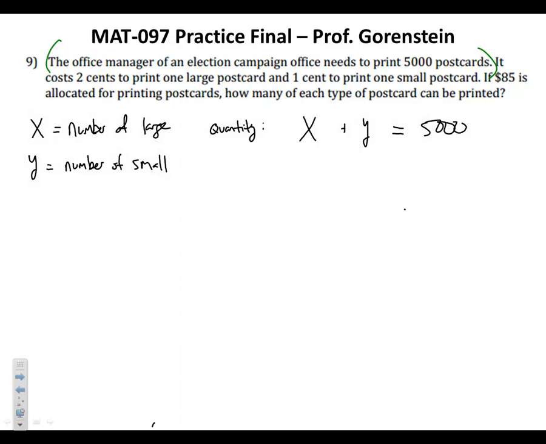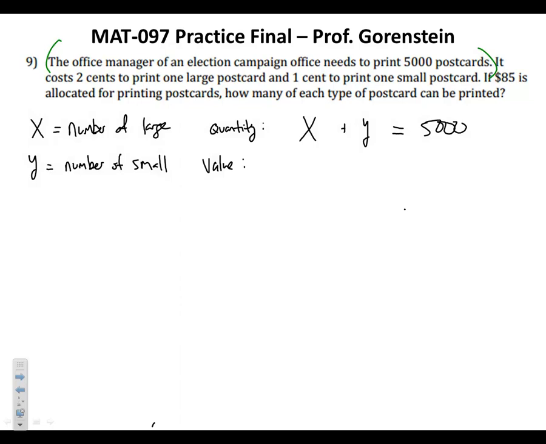We can't use 2 here because 85 is measured in dollars. So if we write 2 for 2 cents, that's going to be interpreted as $2. So we need to convert cents to dollars so we're consistent with our units. So our first equation dealt with the quantity of postcards. The second equation will deal with the value.